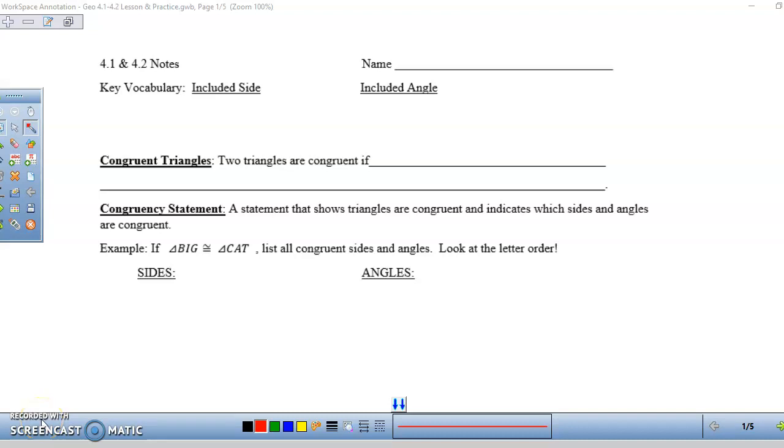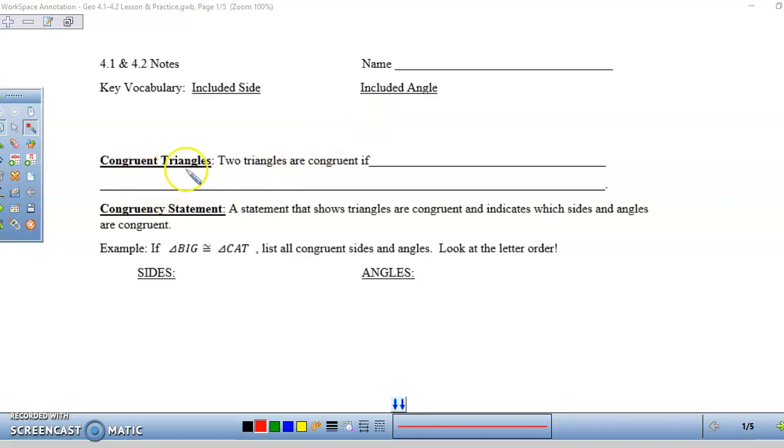Hello, geometry. Today we are going to start chapter 4, which is on triangle congruencies. And we're going to go through the first two of our triangle shortcuts. So some key vocabulary. You're going to want to know what an included side is, and we'll get to that eventually. And you're also going to want to know what an included angle is.